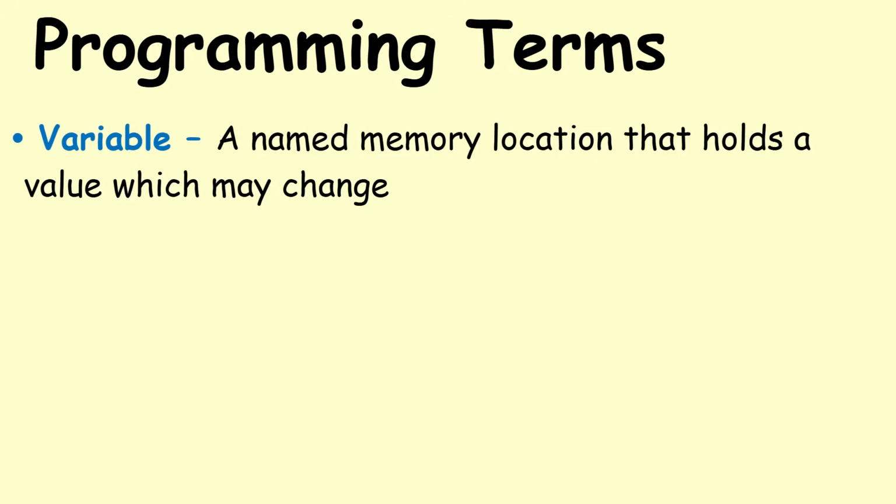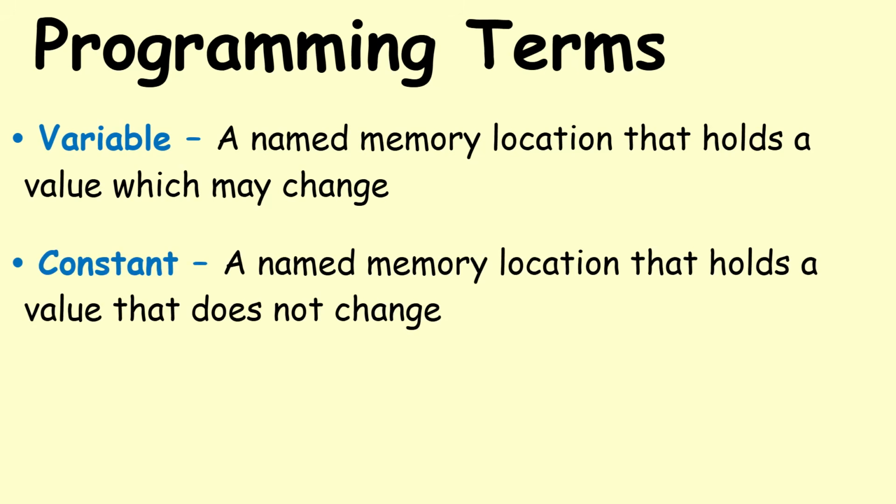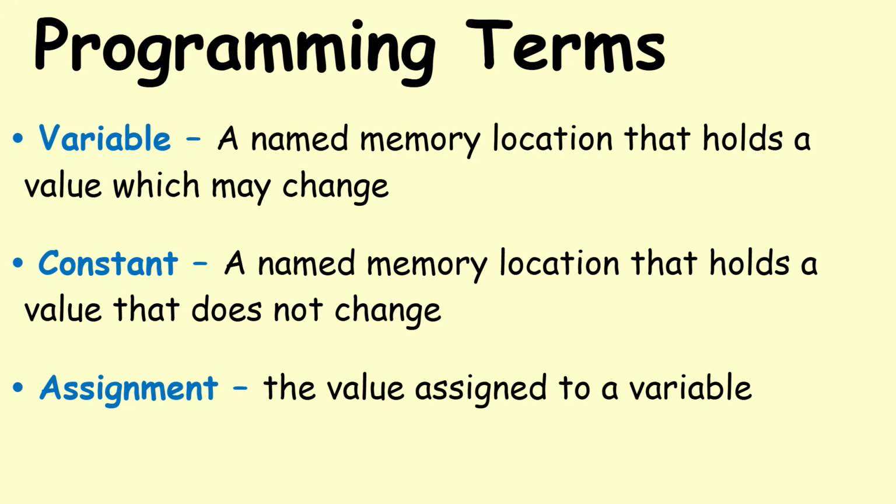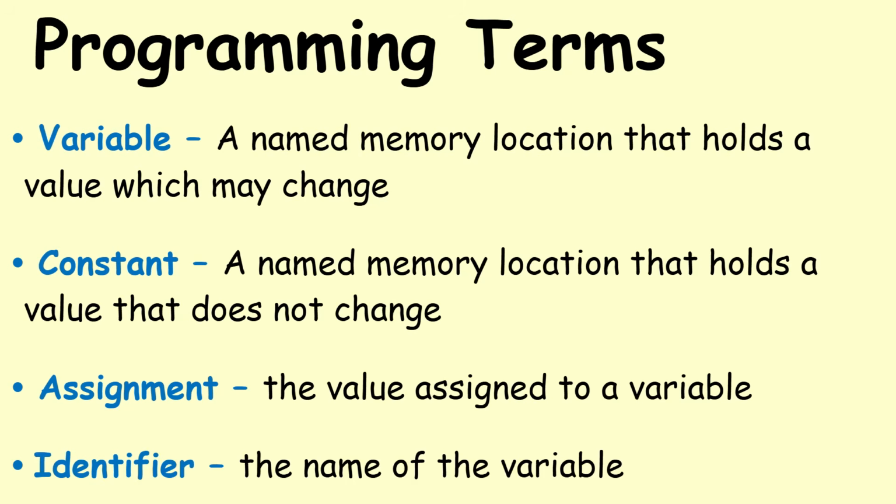We've got a few programming terms that we need to make sure we're familiar with. A variable is a named memory location that holds a value which may change. A constant is a named memory location that holds a value that does not change. The assignment is the value that's assigned to the variable. So if you had age equals 3, then 3 would be the assignment. The identifier is the name of the variable. So in the example I just gave, age would be the identifier.